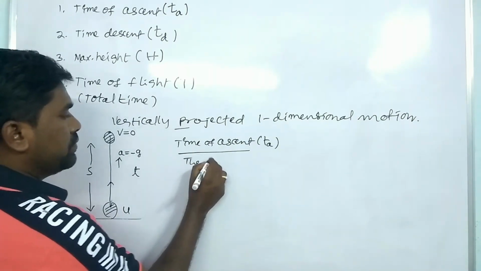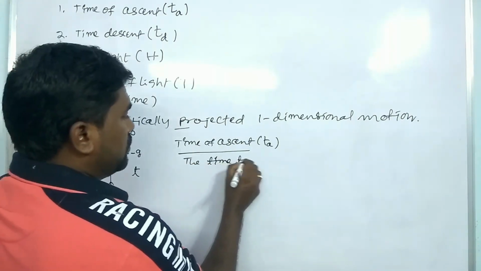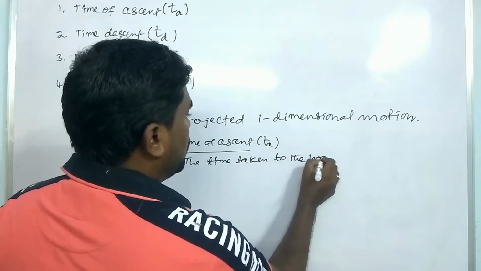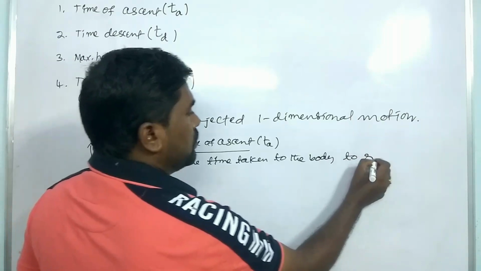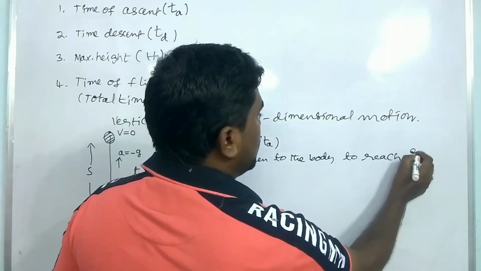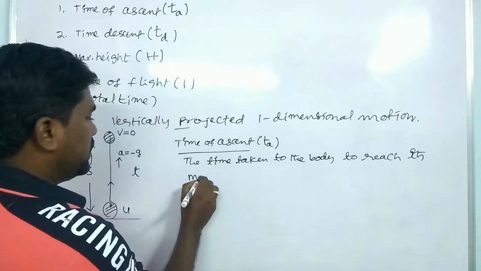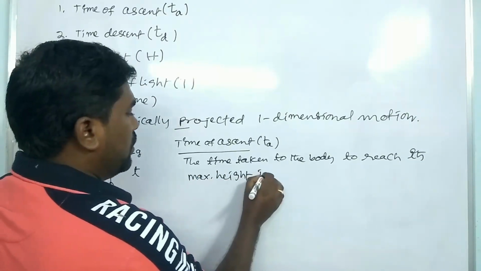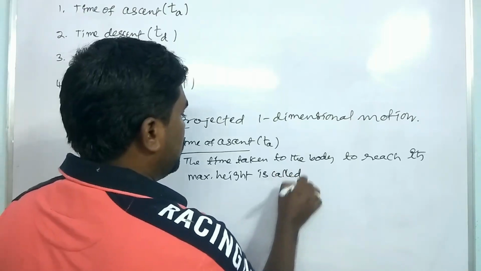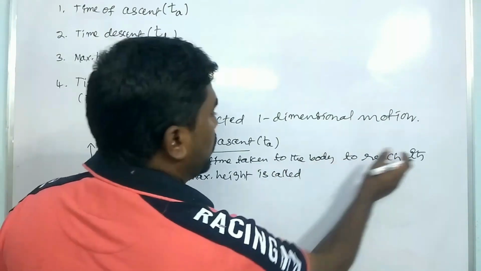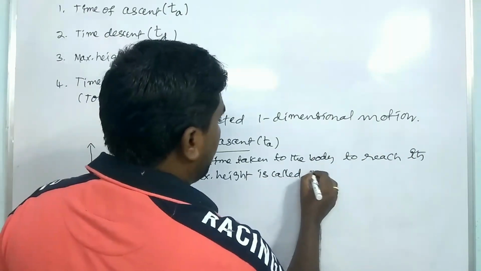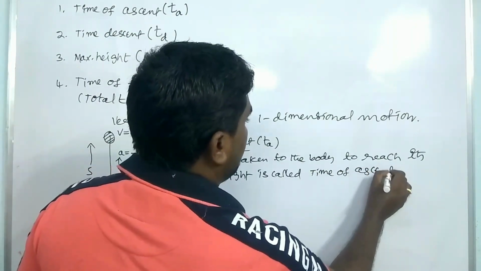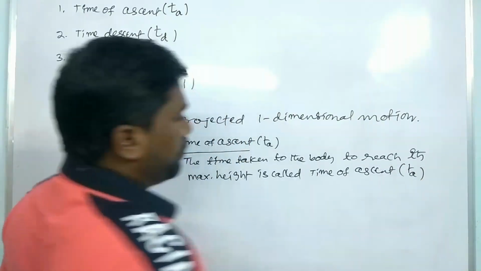The time taken by the body to reach its maximum height is called the time of ascent, denoted by TA.